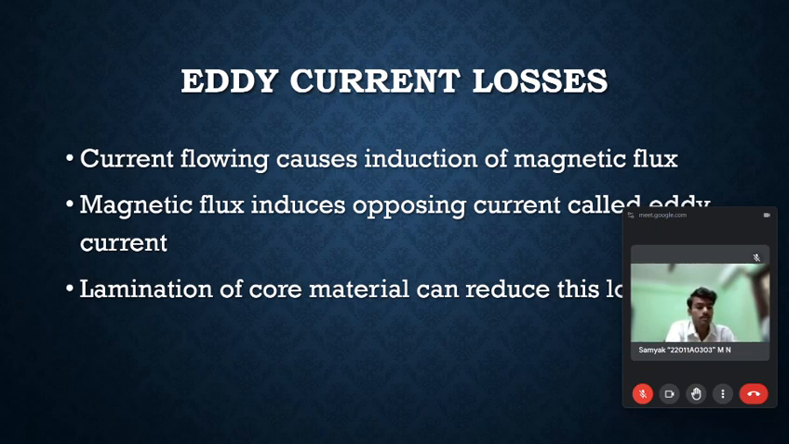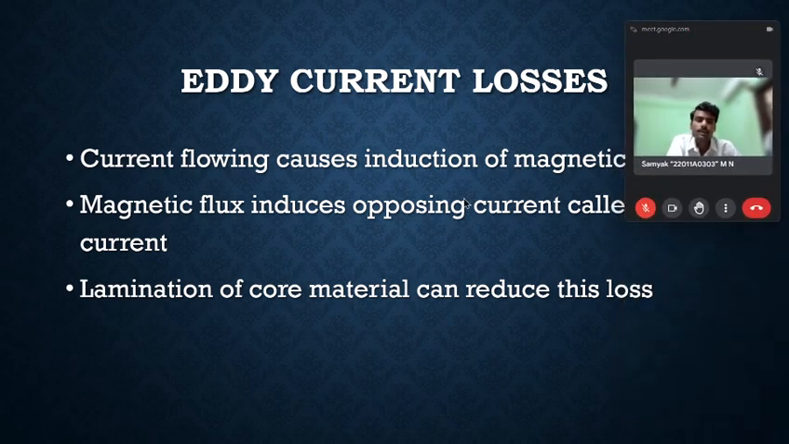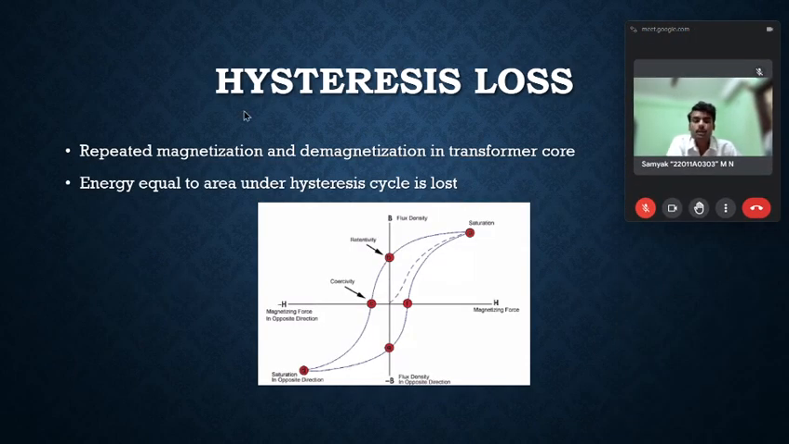How can we minimize this eddy current loss? We can do that by laminating the core of the material, and that is how we can minimize eddy current losses. Coming to hysteresis loss.